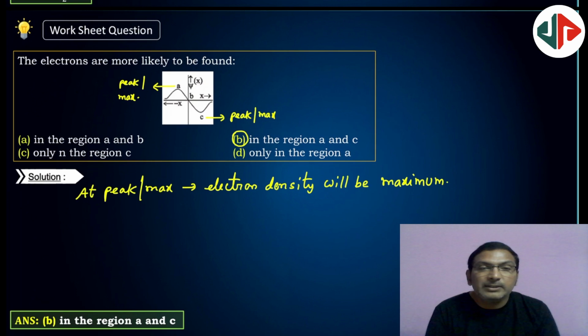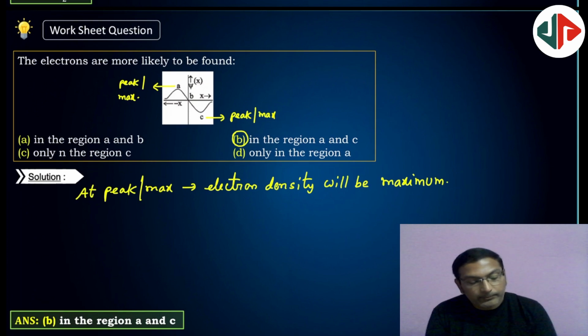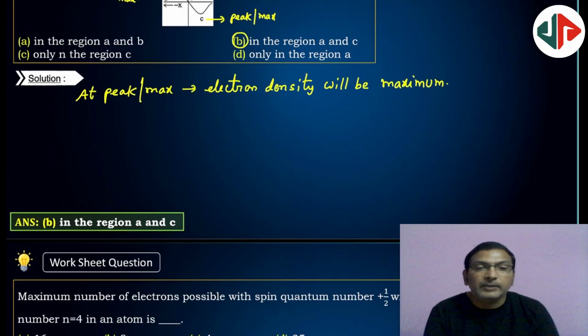So what are peak positions? A and C. Therefore, we can find electron at A and C only. Next one.